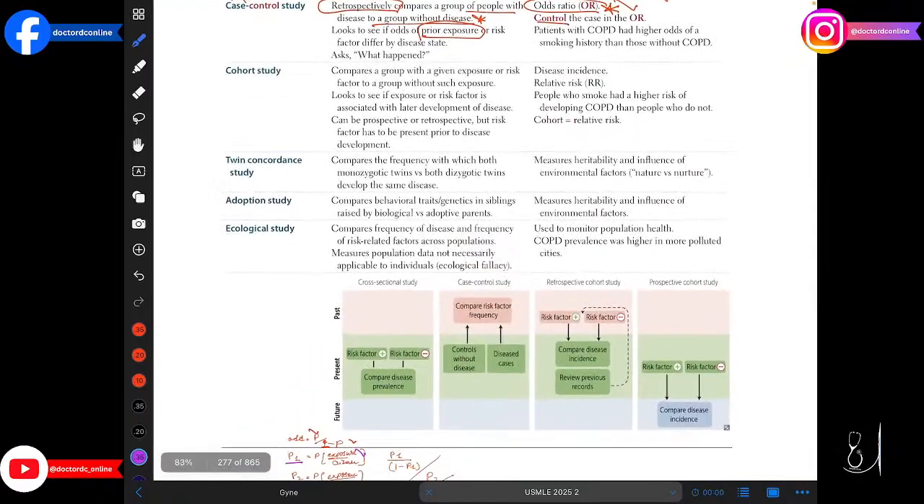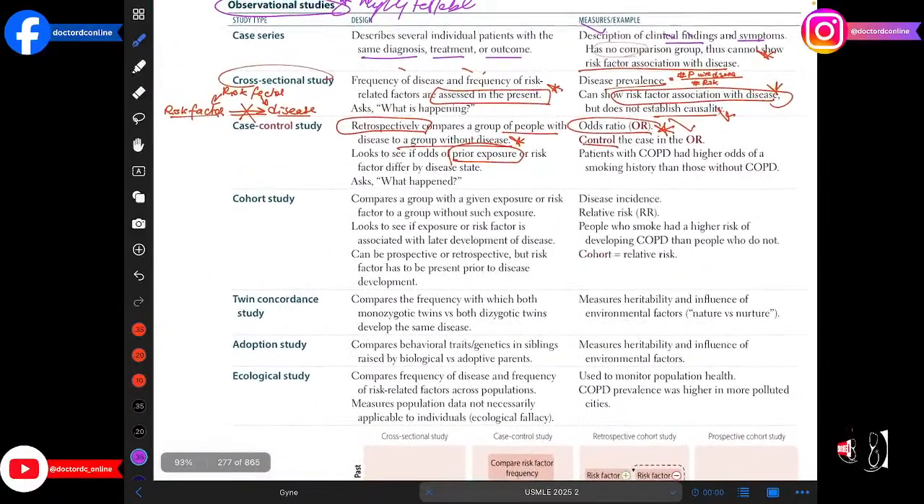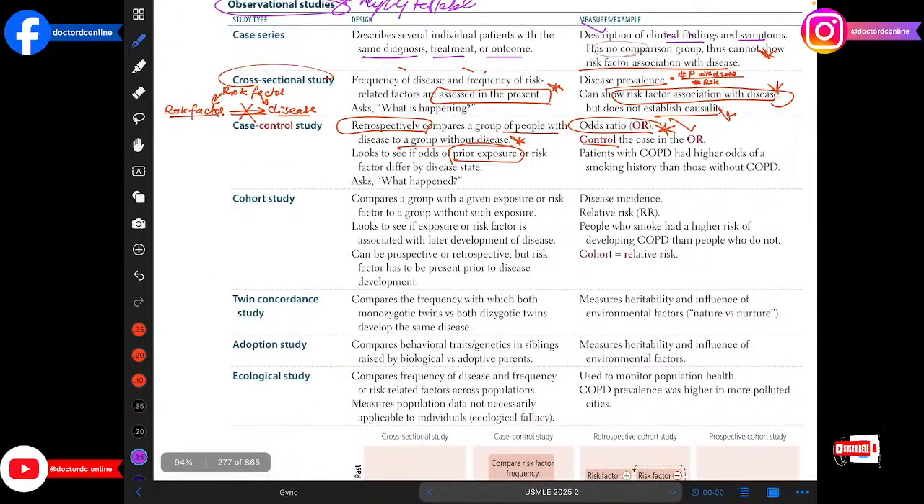Next up is the cohort study. A cohort study can be prospective, in which case it asks who will develop disease, or it can be retrospective, in which case it asks who had exposure. It compares a group with a given risk factor to a group without the risk factor to assess whether or not that risk factor increases the likelihood of disease.